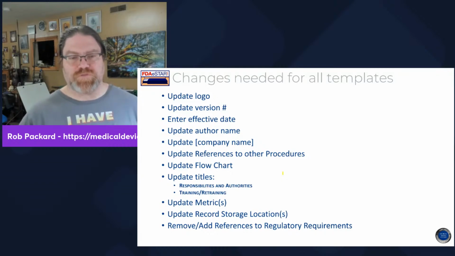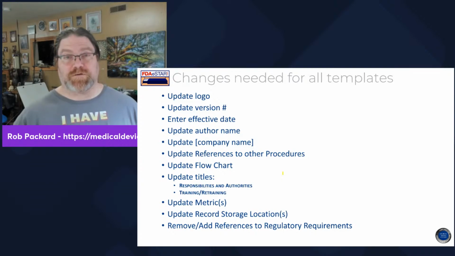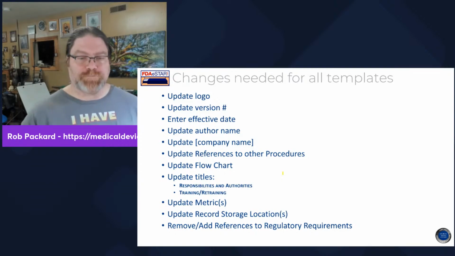For training and retraining requirements, once again, we have the same titles there. You would replace those with ones from your org chart. For updating metrics, there's a section on metrics. We propose some metrics, but you decide what's important to measure in your company. Not every company is the same, and what you measure might be very different for a software product versus a sterile product.